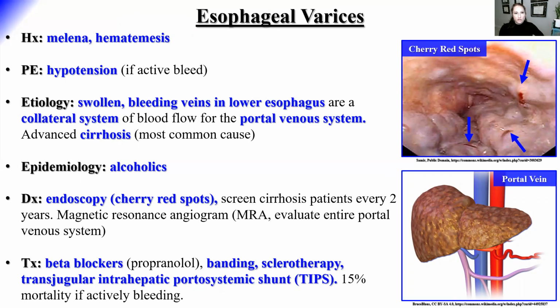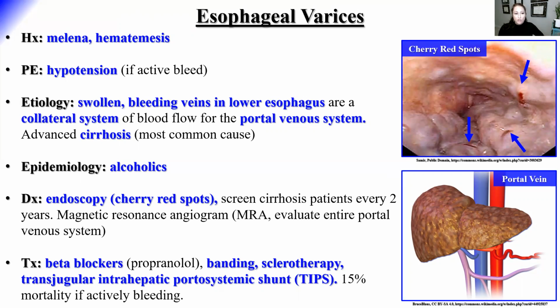In esophageal varices, like we said, these things bleed, and when they bleed, they can bleed a lot. So the patient may complain about hematemesis, bright red blood. They may complain about melena if it's been processed through the GI tract. If they're having an active bleed, and these things can really bleed heavily, they may have hypotension.